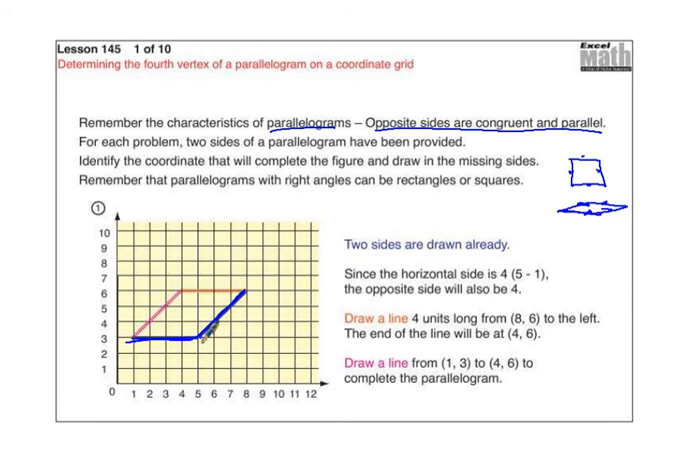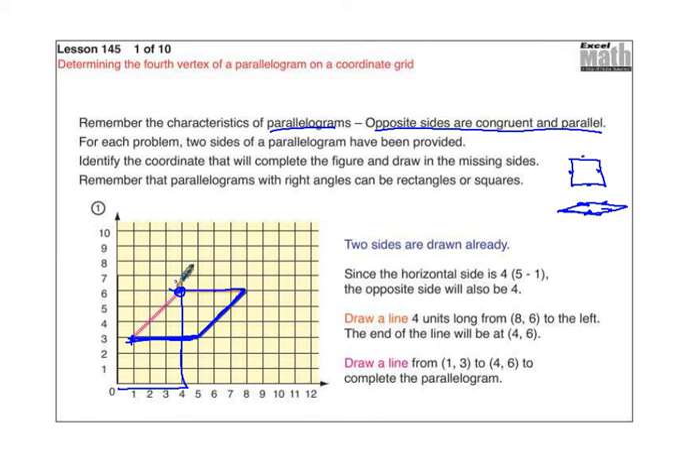Since the horizontal side is 4, 5 minus 1, the opposite side will also be 4. So what they're saying is from here to here, that's 4 long. Are you with me here? Yes. Okay, so that means this one has to be 4 long, so you could start right here and go 1, 2, 3, 4. So that has to be the other corner. The end of the line will be at 4, 6. 4, 6. That's where the end of that line is going to be.